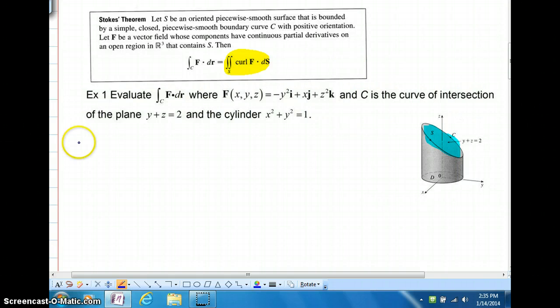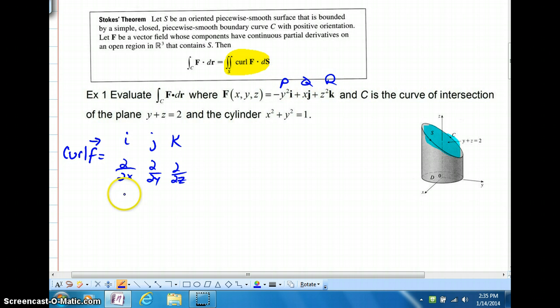The curl of f, you're going to have to know how to do that. No doubt about it, part of your final will have finding the curl on it. We said right out i, j, k. What would be next? Partial derivative. This is your del operator. Partial derivative with respect to x, with respect to y, with respect to z. And then underneath, we have our P, Q, R: negative y squared, x, and z squared.